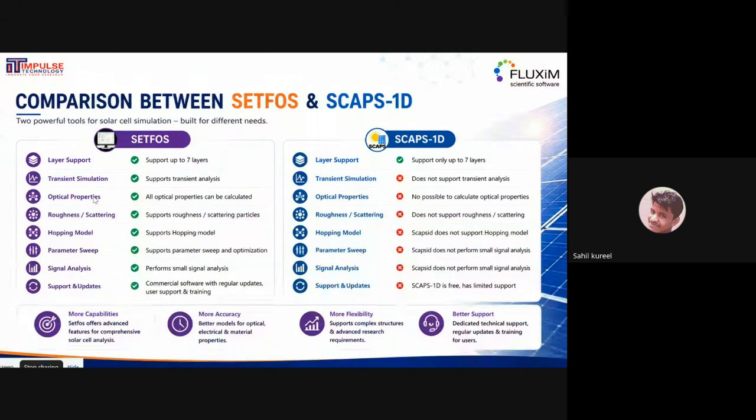Optical profile results you can simulate. Roughness and scattering features are available because separate modules are given. Hopping models you can also see here, because the interface is divided into 4 parts, so hopping features are also included in these 4 parts. Parameter shifts also have tabs. Signal analysis, support and updates. So basically SETFOS has a lot of features beyond the other software.